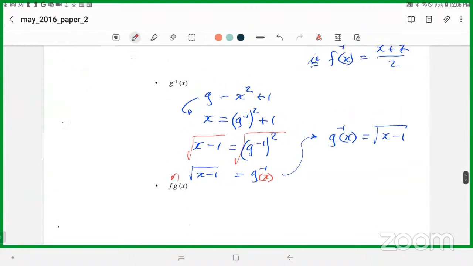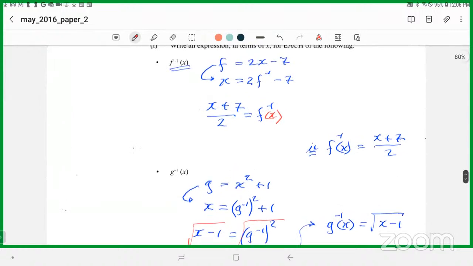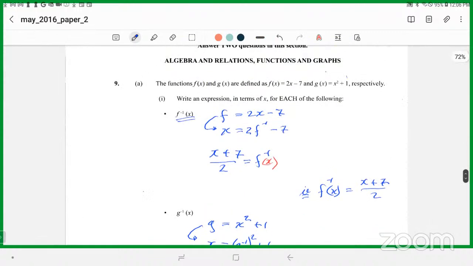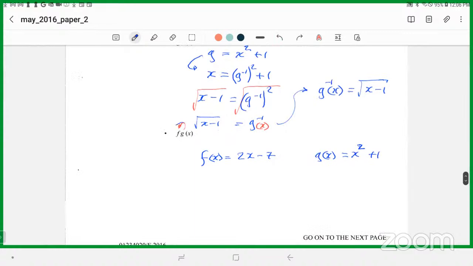Let's write down what they are again. So the f was 2x minus 7. F of x, in blue. The f of x, remember, is 2x minus 7. And the g of x is x squared plus 1. That's what they gave us up here. And then they want us to form the f of g, which means g into f.